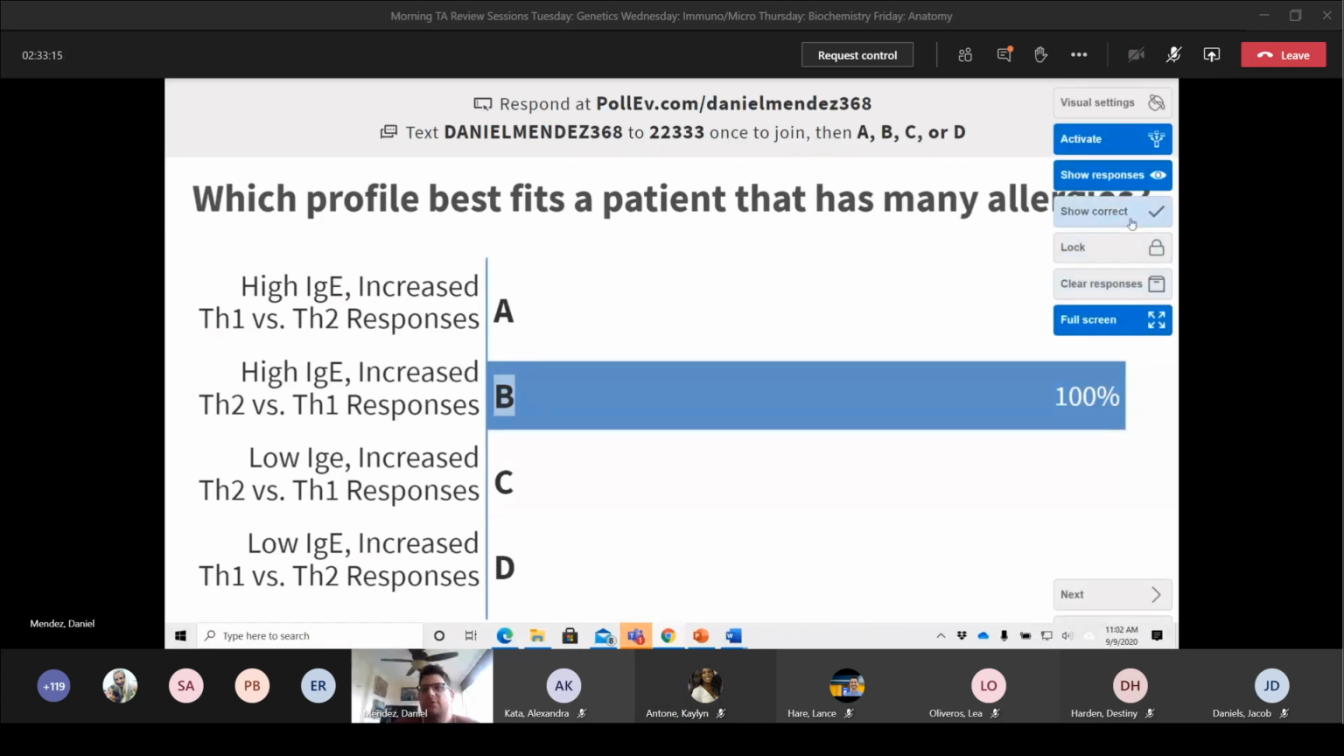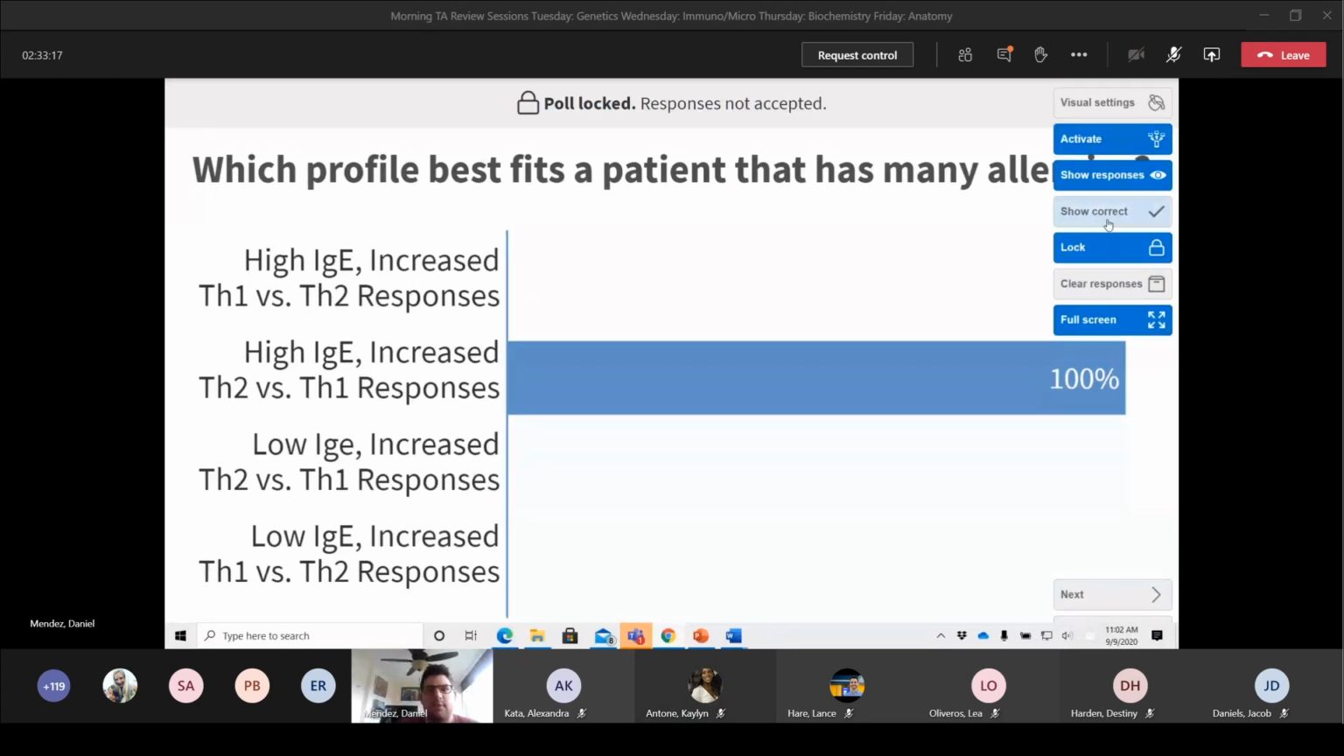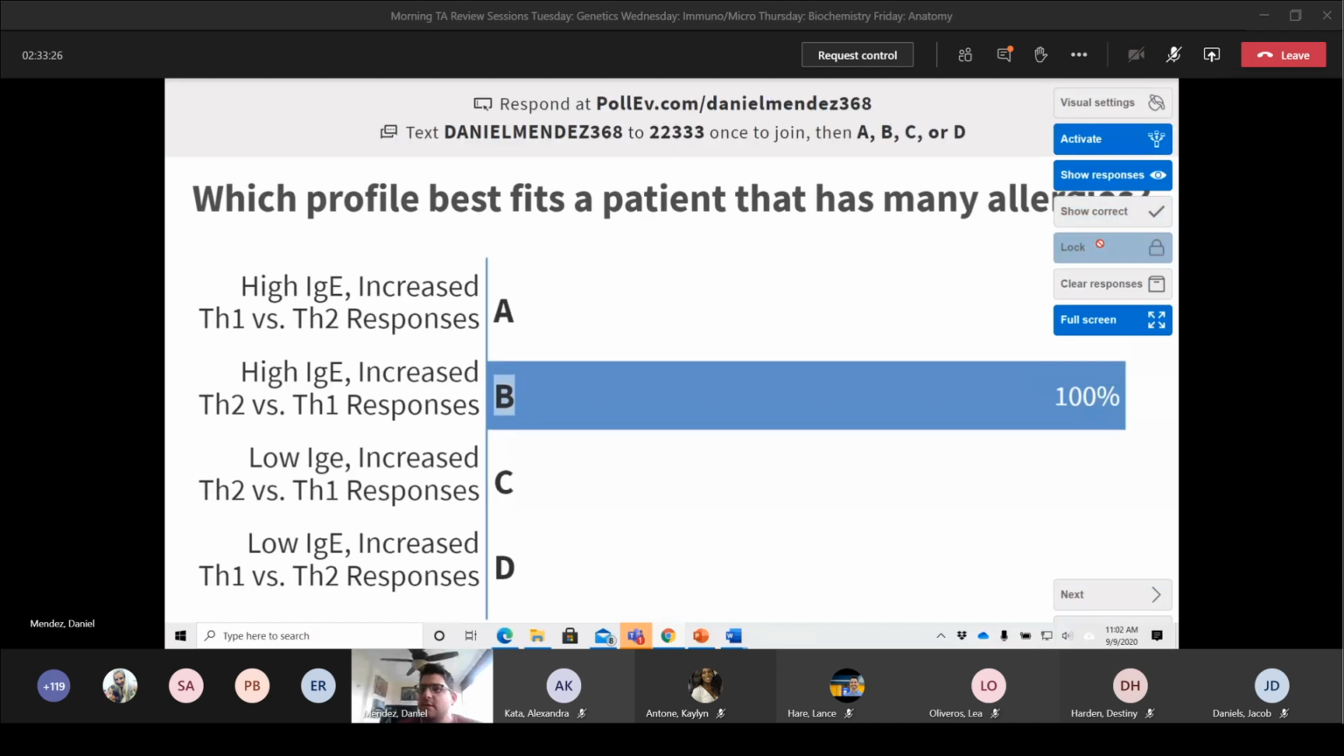I feel like I don't have to do too much for this one. We talked about this one a lot. And yes, everyone got it right, or at least all the people that put in answers. Wish we could see how many people. That would be nice.